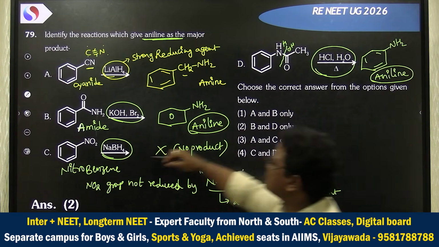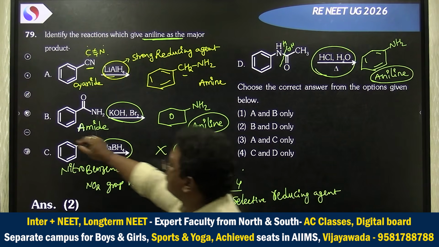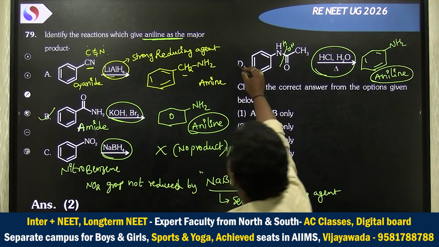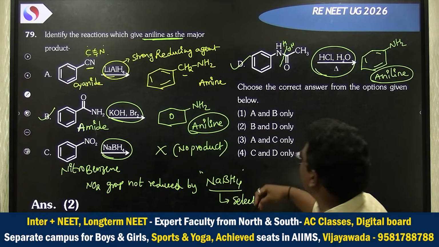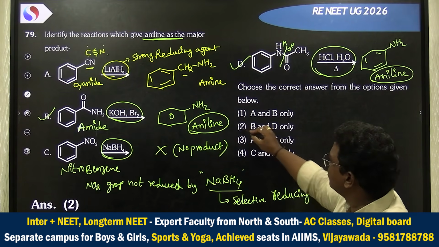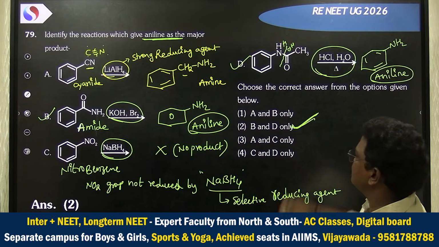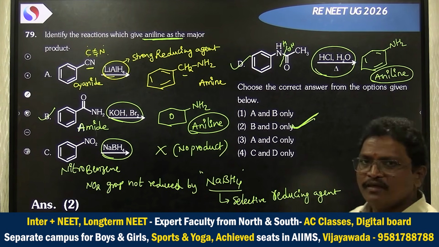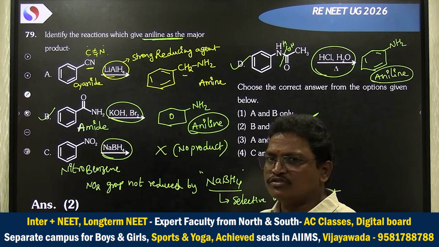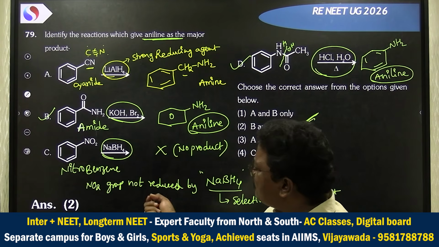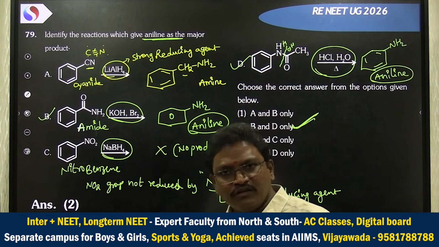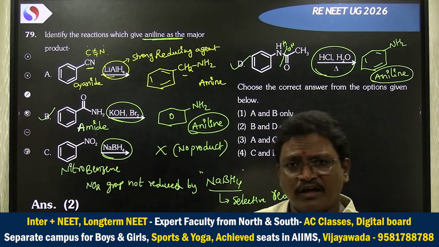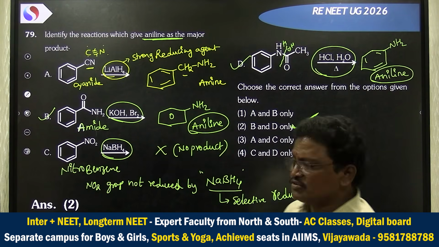So in option B and in option D, both cases we prepared aniline. What is the correct answer for this? B and D is the correct answer. Is this easy? Very simple. మినిమం కొంచెం conversions, named reactions ని ప్రాక్టీస్ చేస్తే ఈ క్వశ్చన్ సింపుల్‌గా సాల్వ్ చేయొచ్చు. అర్థమైందా? నెక్స్ట్ క్వశ్చన్‌కి వెళ్దాం.